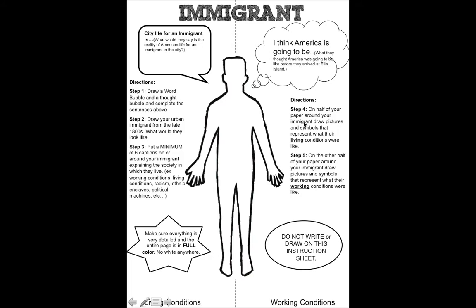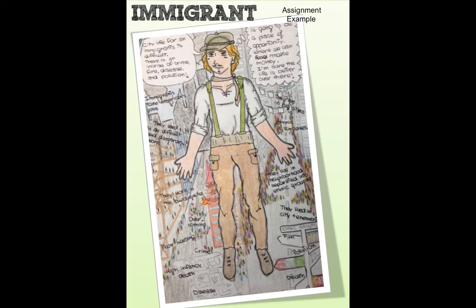Alright, once you finish that, you're going to do step 4. Step 4 says on half of your paper around your immigrant, I want you to draw pictures and symbols that represent what their living condition was like. So based on what you saw, draw pictures and symbols that's going to show what their living conditions look like. Step 5, on the other half of the paper, you're going to draw pictures and symbols that represent what their working conditions were like. So on one side, you're going to do living conditions. On the other side, you're going to do working conditions. This is going to go on page 37 of your interactive notebook. Here's an example of what one would look like.